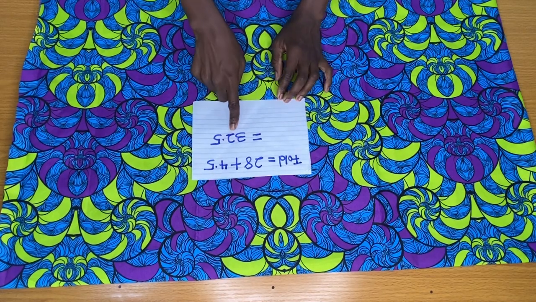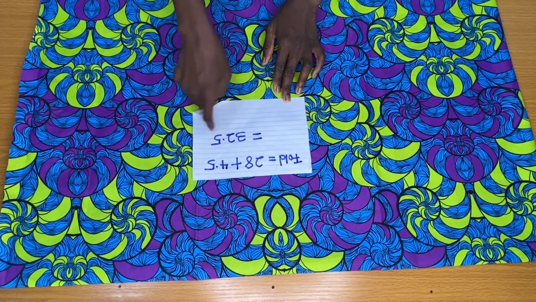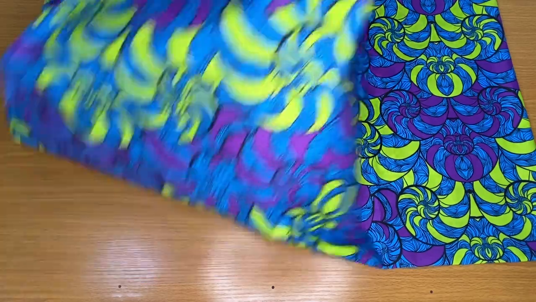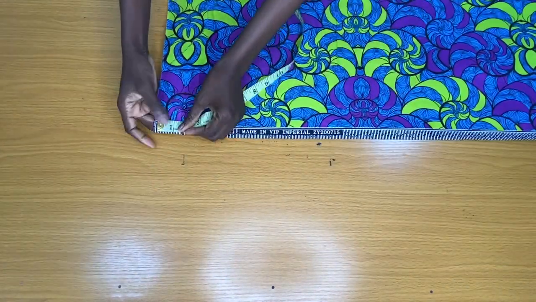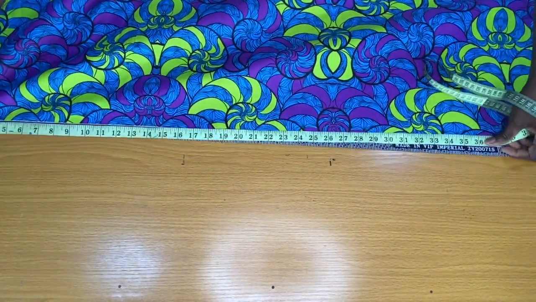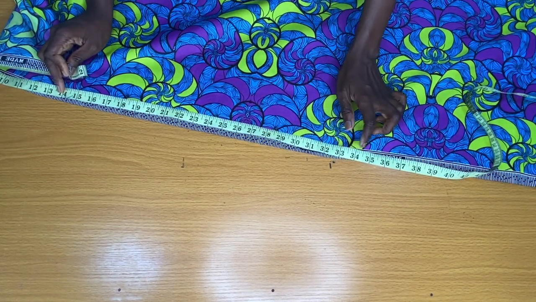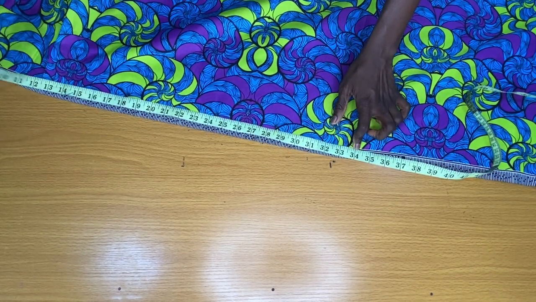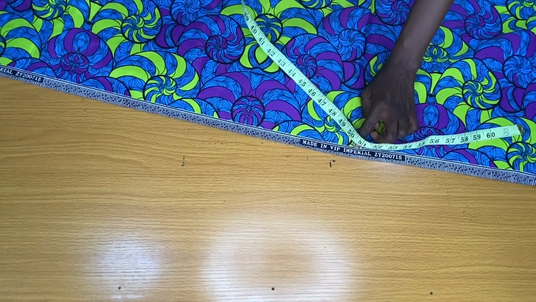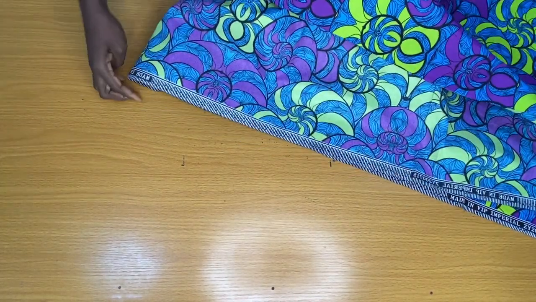From this calculation, the width of the fabric I need in folding this skirt is 32.5 inches. But to be on the safer side, I added about 1.5 inches to that, which made it 34 inches altogether. And from this point, I held it down to fold the fabric into two.